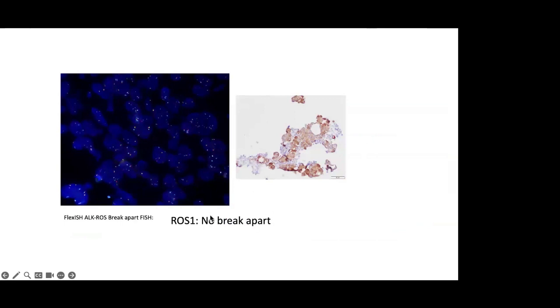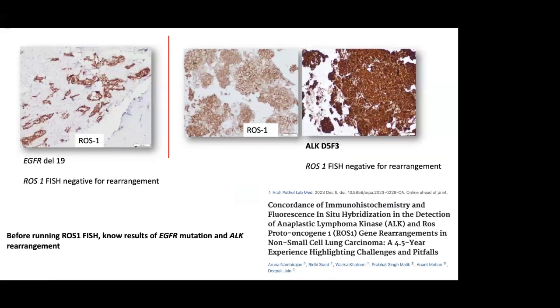So that is why, if it is negative, it is a good screening tool. You don't have to do anything else. But if it comes positive, which is the case in 20% of lung cancers, out of which only 5% show rearrangement positivity. So that is why the importance of doing a second orthogonal method for all ROS1 rearrangement.